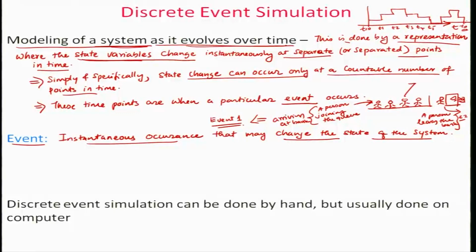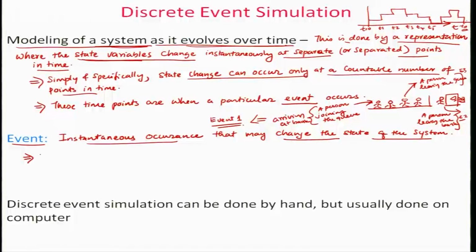The person can leave. Then another person leaving from the queue. A person leaving the queue. This is E3, event 3, like this. So, multiple events can happen, and any of those events happening will change the state of the system. So, that is exactly what is called an event.